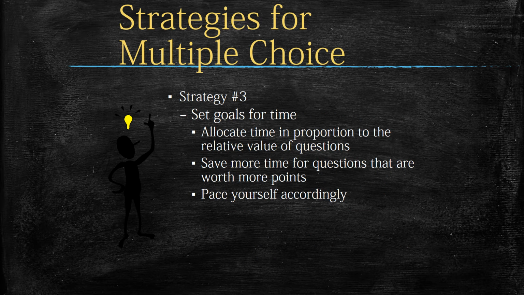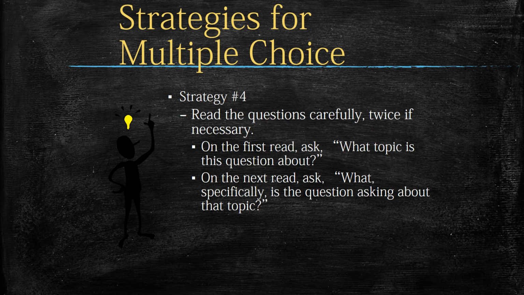Strategy 3, set goals for time. Allocate time in proportion to the relative value of questions. Save more time for questions that are worth more points. Pace yourself accordingly. Strategy 4, read the questions carefully, twice if absolutely necessary.